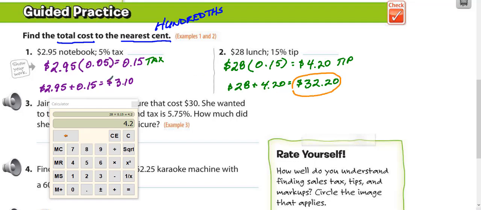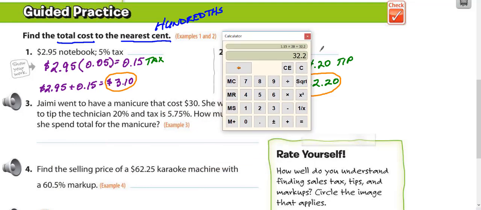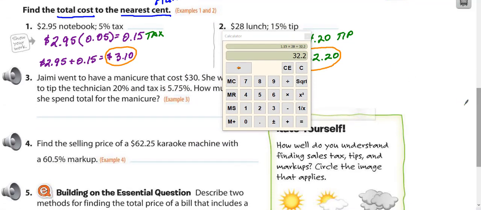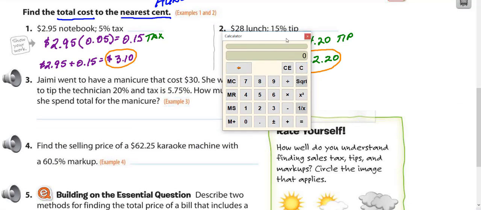Back here, our final answer was the $3.10. We could solve this in one step if we add the lunch and the tip together, 1.15. There's the lunch, there's the tip. Multiply that by 28, and we get the same $32.20. All right, let's get that calculator up and out of the way a little bit, clear it out.